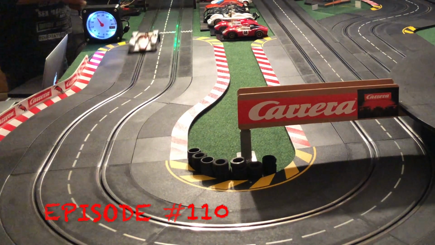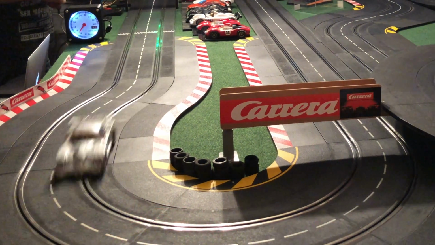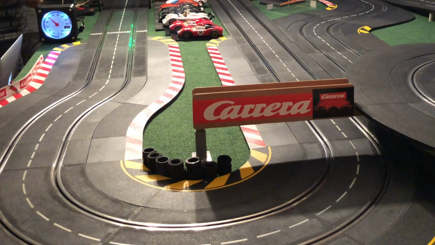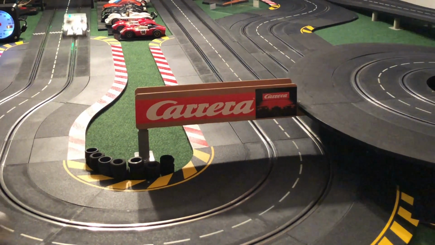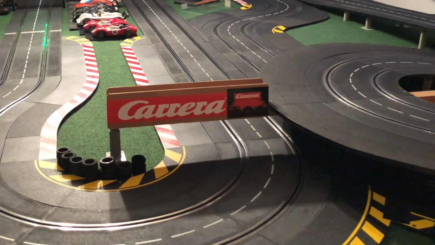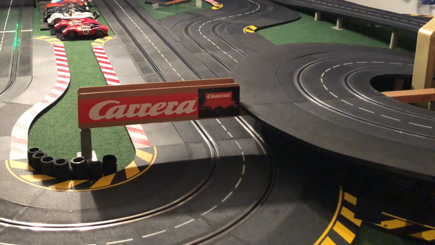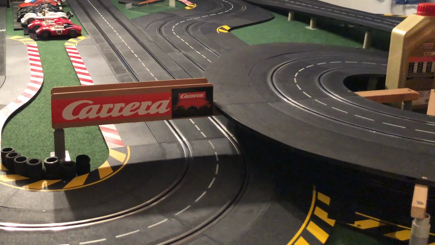Today it's about a device to measure speed and acceleration on our slot car racetrack. We are not talking about average lap speed now. It's about measuring speed and acceleration at any point on the racetrack.